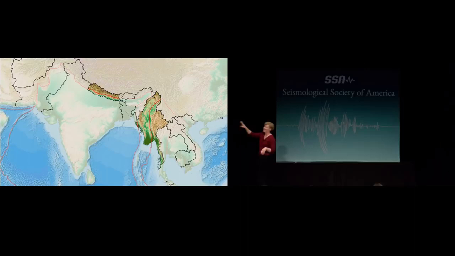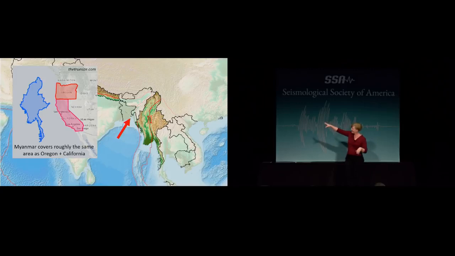To give you an idea of the scale we're looking at here, Myanmar is about the same area as Oregon and California. This is a nice shortcut to think about the tectonics because we have a huge subduction zone and a major strike slip fault near the country.